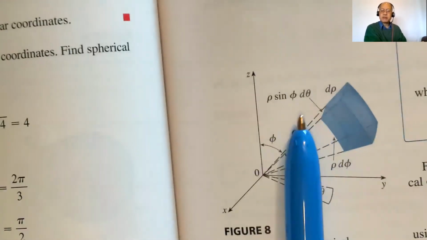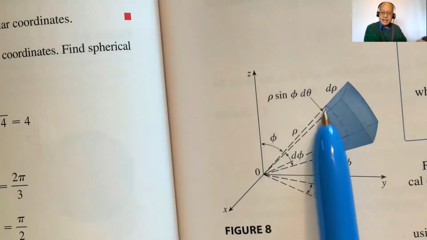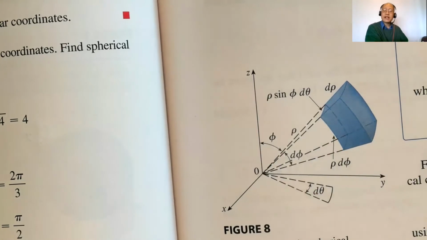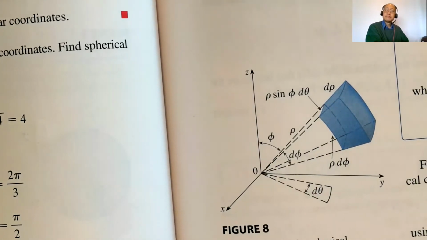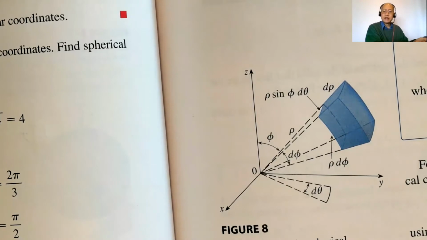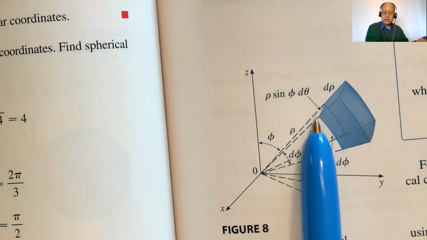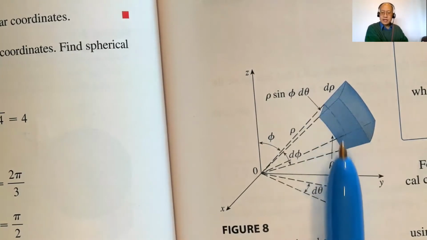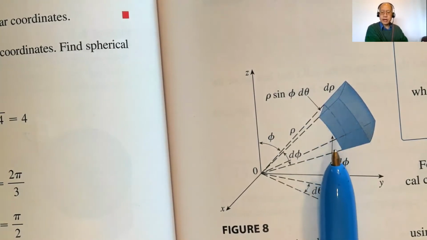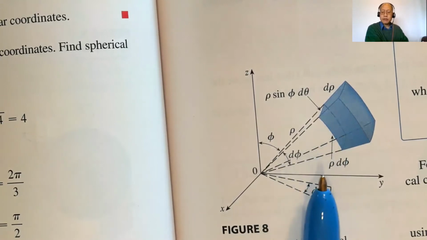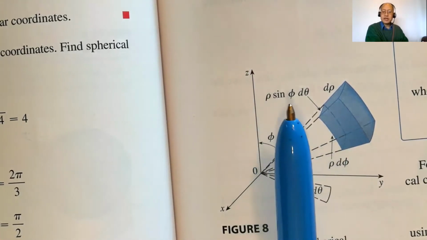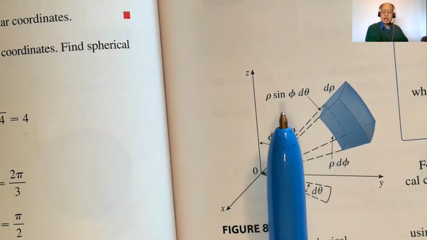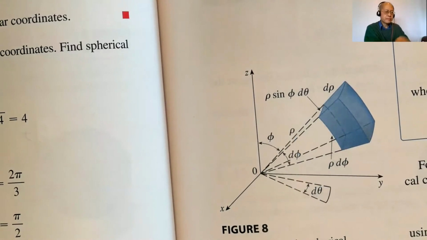This is a little change in rho, d rho. Okay, this thing here is rho sine phi d theta. It's based on the fact that the arc length from high school trig, S is r theta. So r here is rho sine phi. Okay, and just like before, this is rho d phi, this distance over here, again, based on arc length. So you multiply them all together, you get rho d phi, rho sine phi d theta, and d rho. You end up with rho squared sine phi d rho d theta d phi.